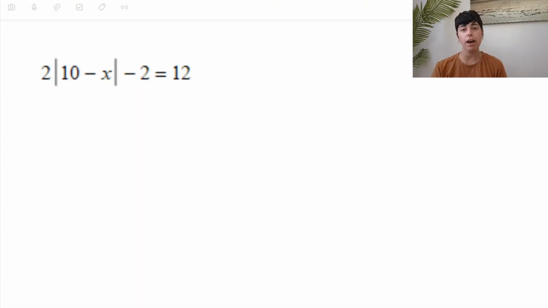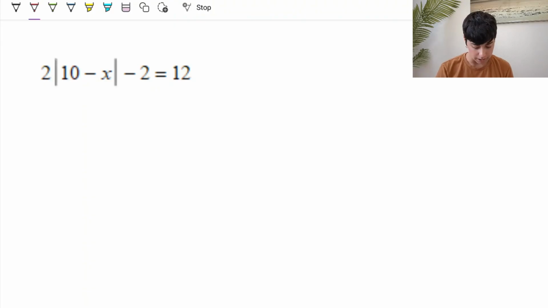Hey guys, today we are going to talk about how to solve an absolute value equation. Now, an absolute value equation is a little different than a regular equation because you might have two answers. So what happens is you have these bars that represent absolute value. So these guys right here and right here.